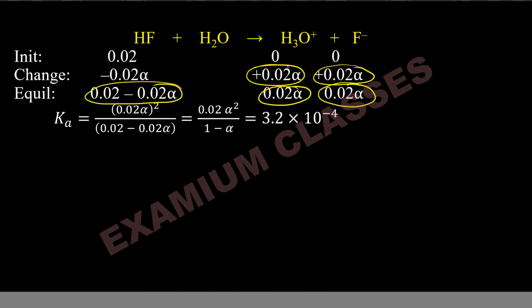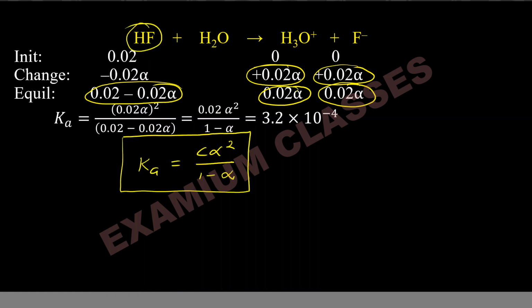In exam, if this question appears, because this is monobasic acid and you have to consider only this one, you can write Ka as simply C alpha square divided by 1 minus alpha. You can use this formula directly. I have explained it just to make you understand why we are doing it. From here you will get Ka as 3.2 into 10 power minus 4, which is given. Alpha has to be calculated.